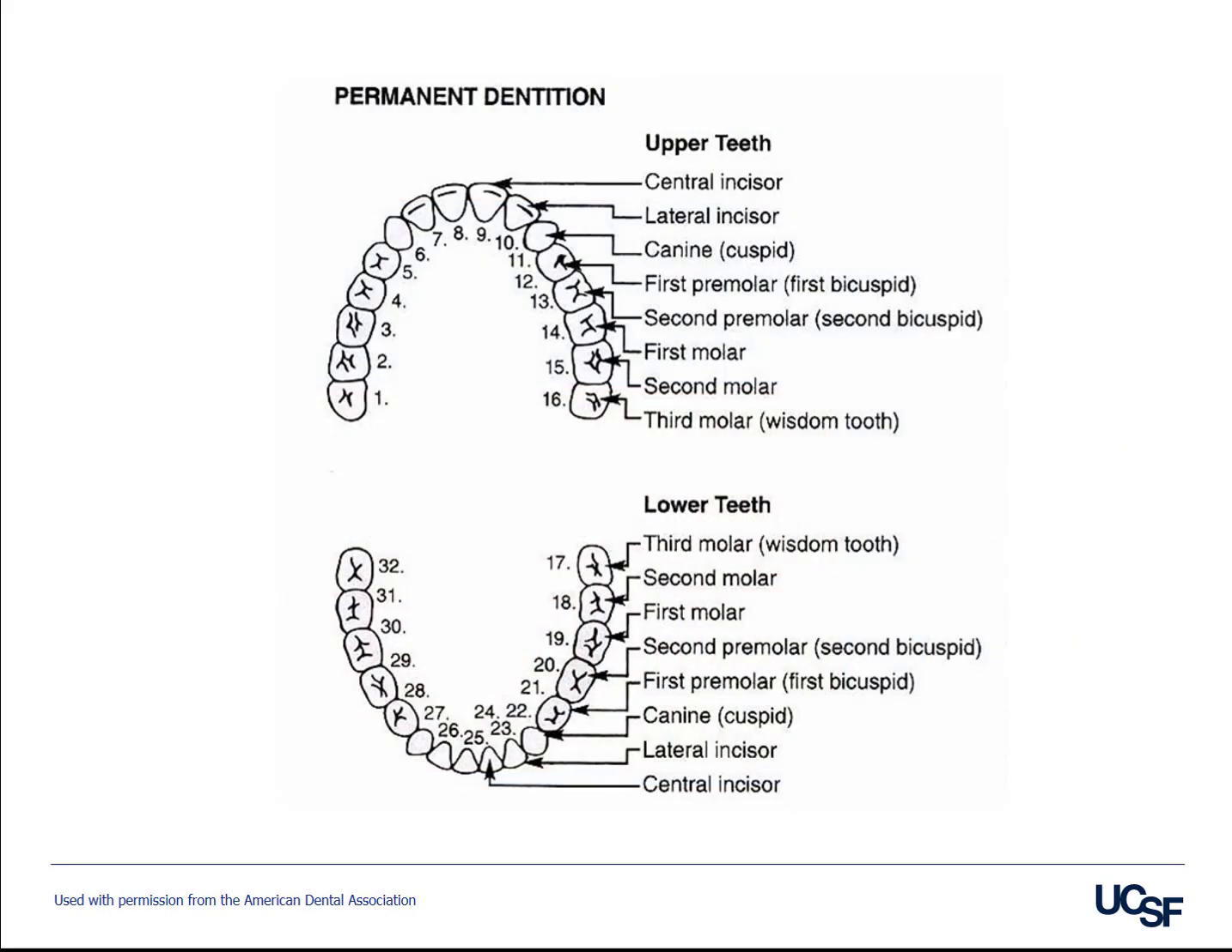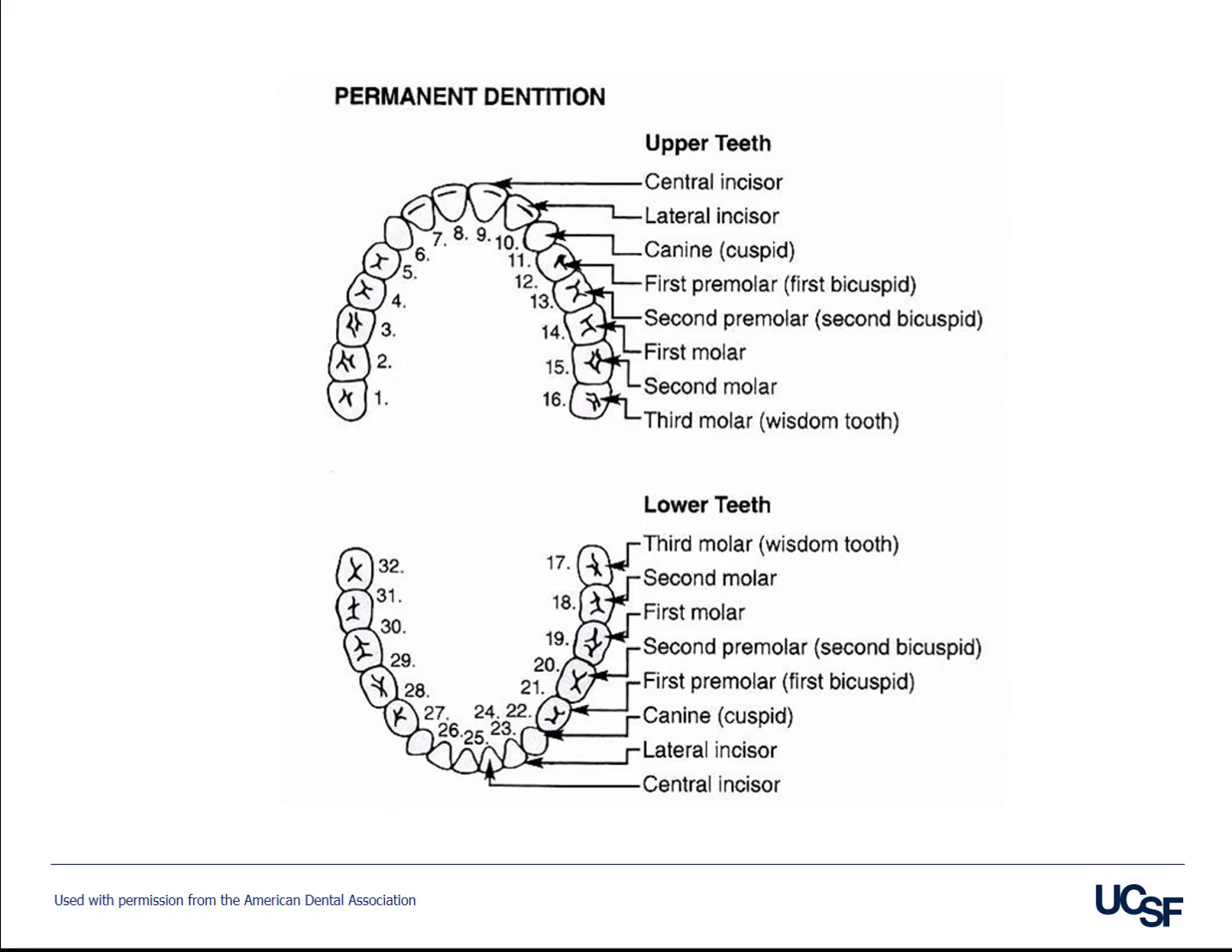For permanent dentition, the nomenclature is a little different from that of primary teeth. Now we use numbers to describe the name of each specific tooth. So we start on the upper right. Number 1 is the wisdom tooth. 2 is the second permanent molar. 3 is the first permanent molar. 4 is the second premolar. 5 is the first premolar. 6 is the canine. 7 is the lateral incisor. 8 is the central incisor. 9 is also a central incisor.